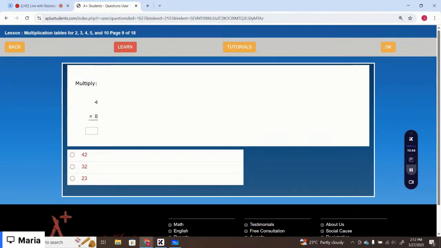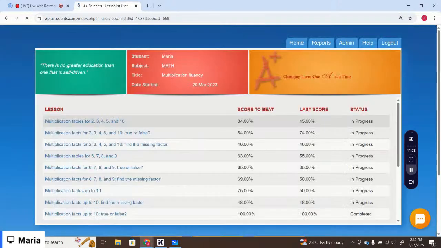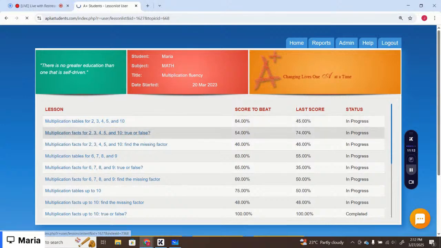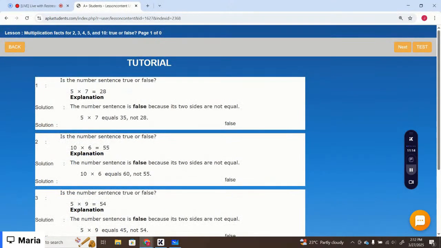Okay, you can complete the lesson by yourself maybe today. Let's move on to the next lesson. The next lesson is multiplication facts for 2, 3, 4, 5, and 10 true or false.